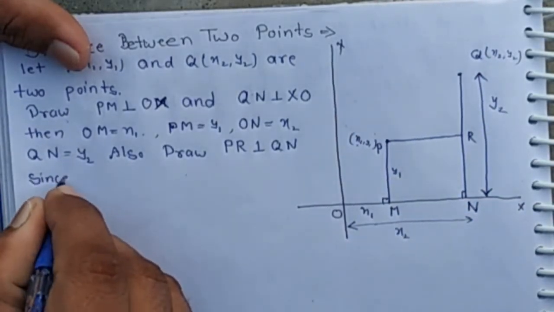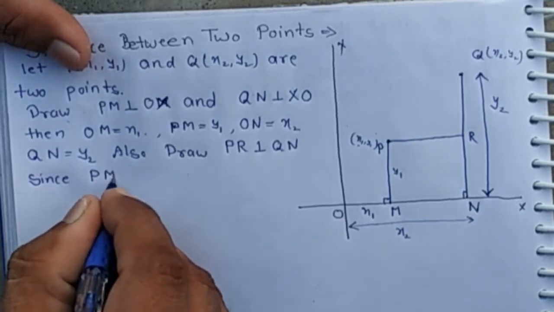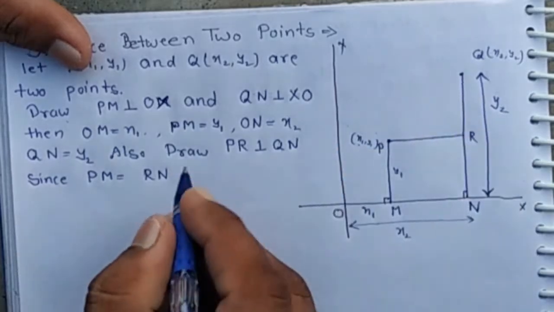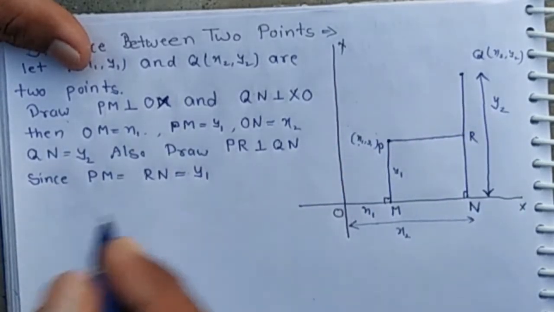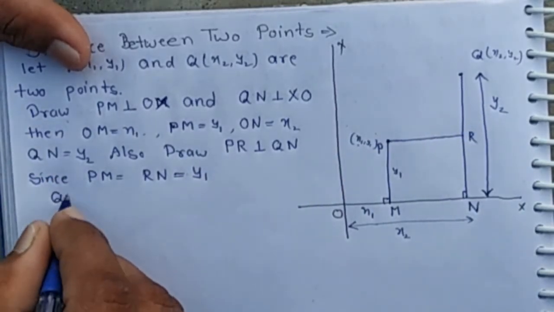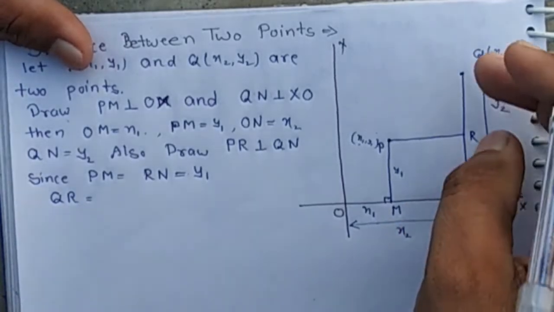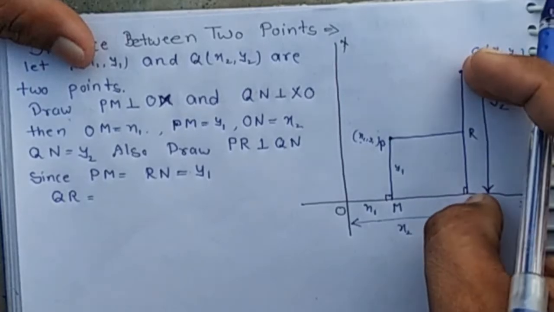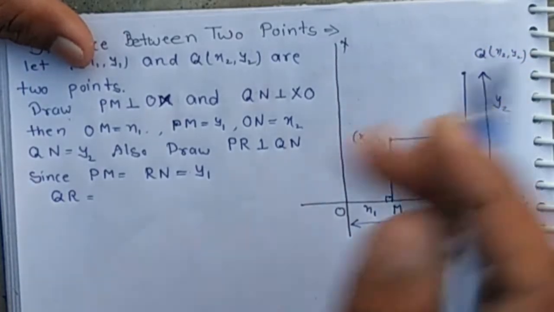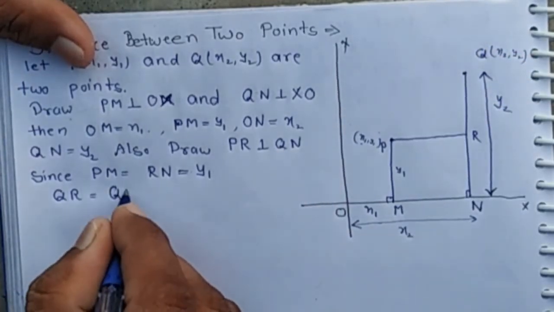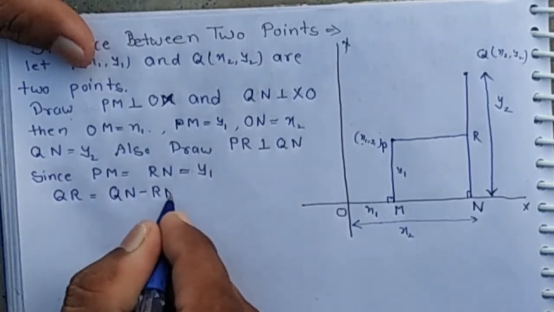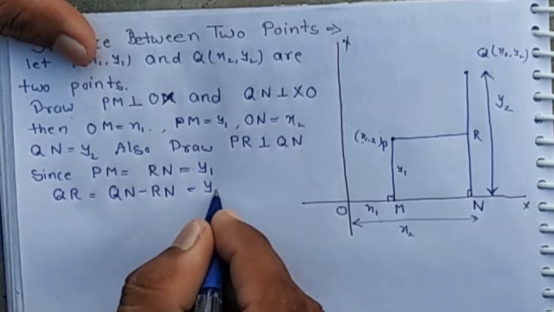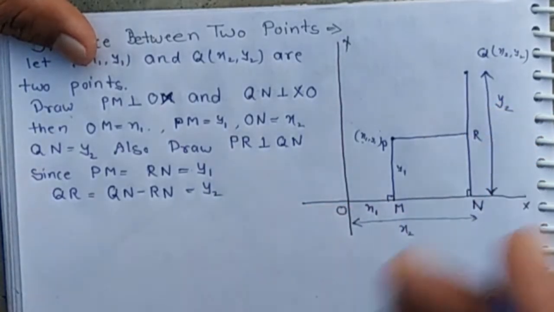Since PM equals RN, both are y1. Then the distance QR is obtained by QN minus RN, meaning QN is y2 and RN is y1.